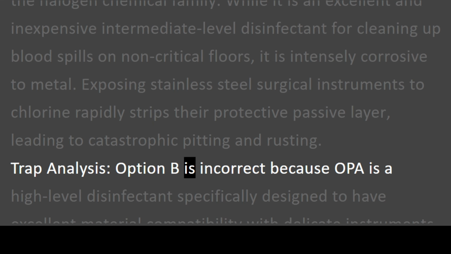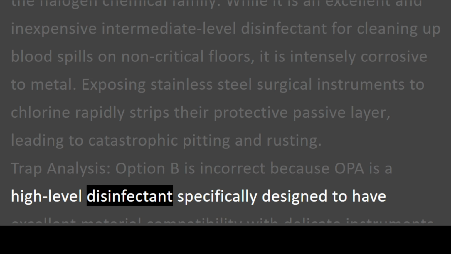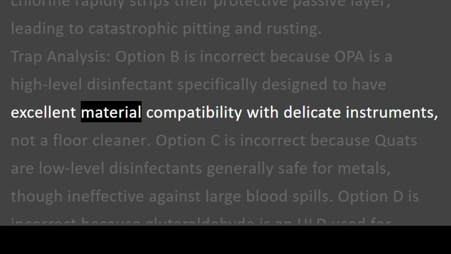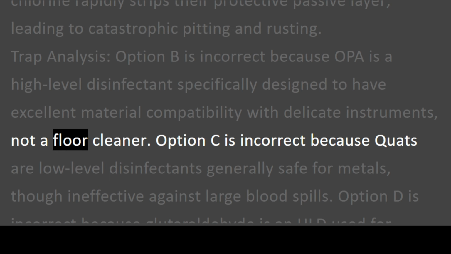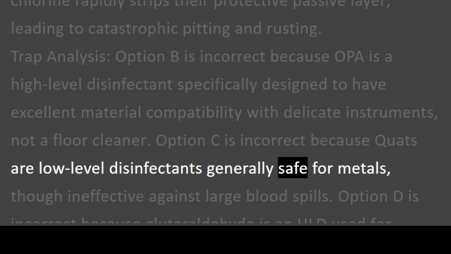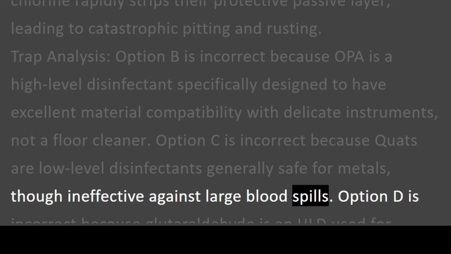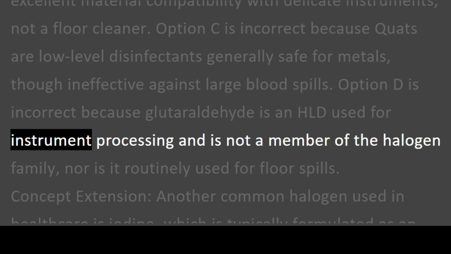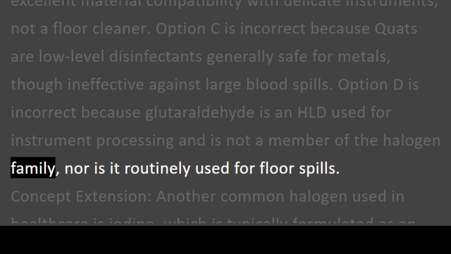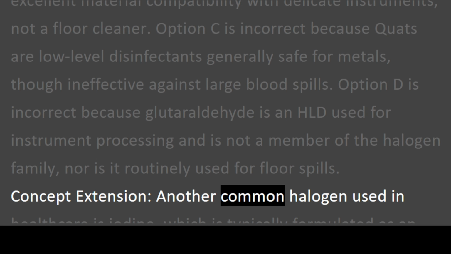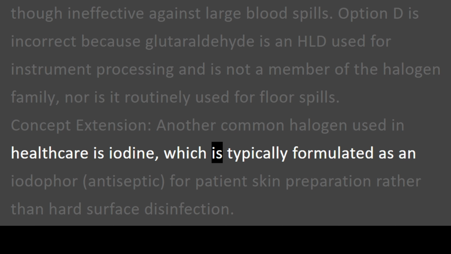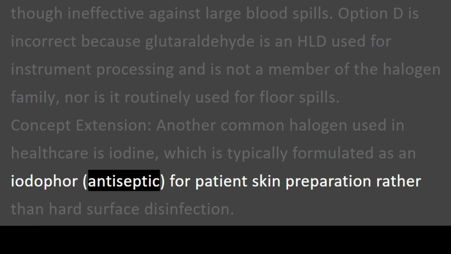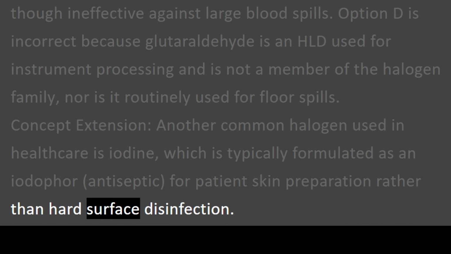Trap analysis. Option B is incorrect because OPA is a high-level disinfectant specifically designed to have excellent material compatibility with delicate instruments, not a floor cleaner. Option C is incorrect because quats are low-level disinfectants generally safe for metals, though ineffective against large blood spills. Option D is incorrect because glutaraldehyde is an HLD used for instrument processing and is not a member of the halogen family, nor is it routinely used for floor spills. Concept extension. Another common halogen used in healthcare is iodine, which is typically formulated as an iodophor, antiseptic, for patient skin preparation rather than hard surface disinfection.